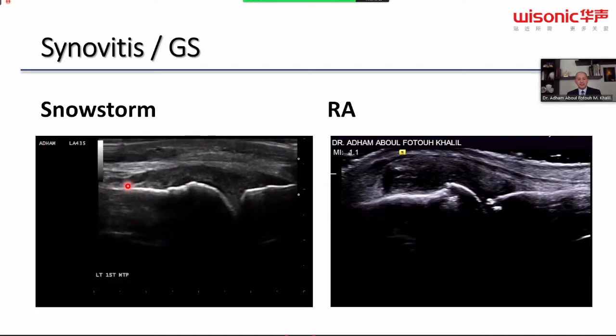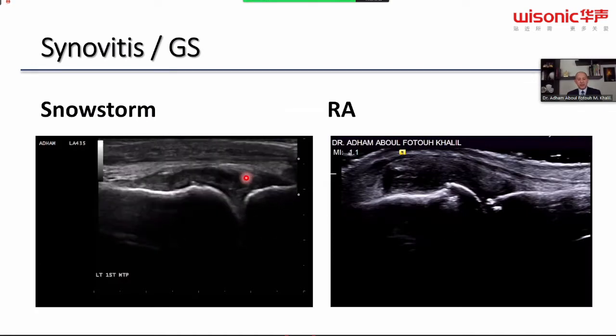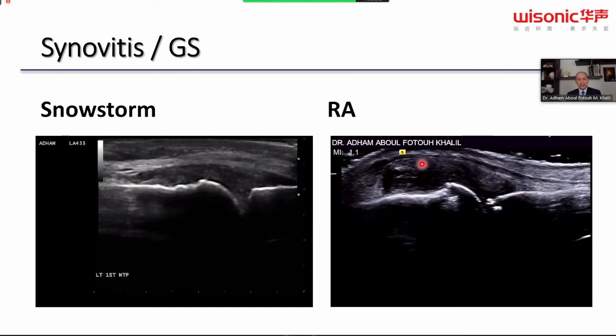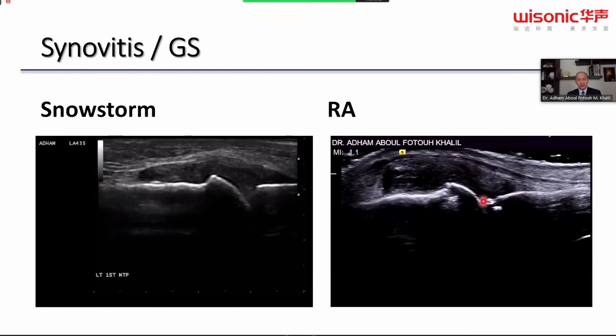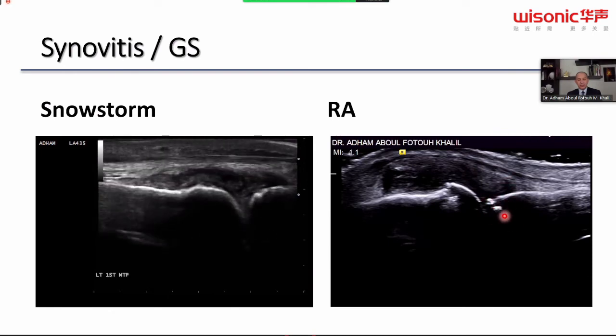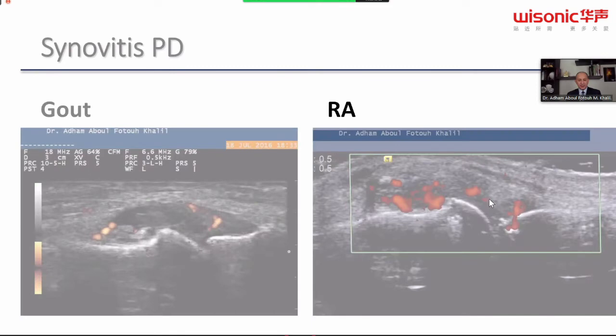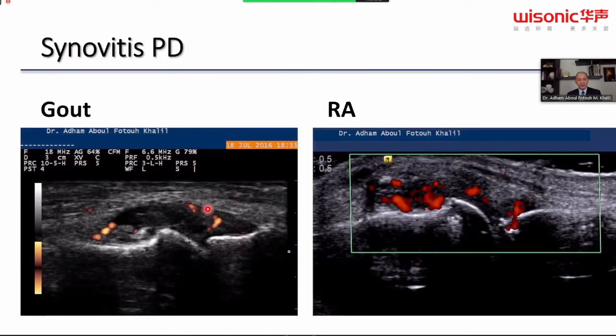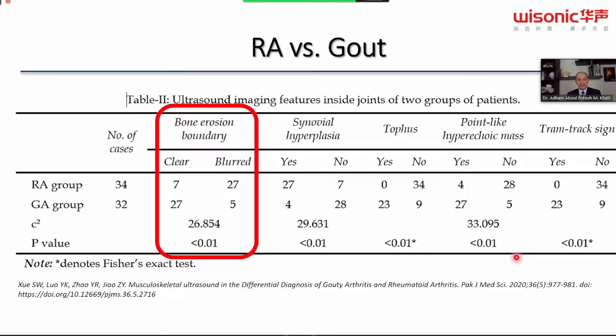Again, this is the shape of the synovium with the snowstorm appearance, and probably the start of a double contour and some shiny crystals, while in rheumatoid, it's a heterogeneous material with indistinct bone erosion. Another example where you have Doppler signal on both, but you can see here an unclear boundary with rheumatoid arthritis erosion, with a pannus formation invading inside.